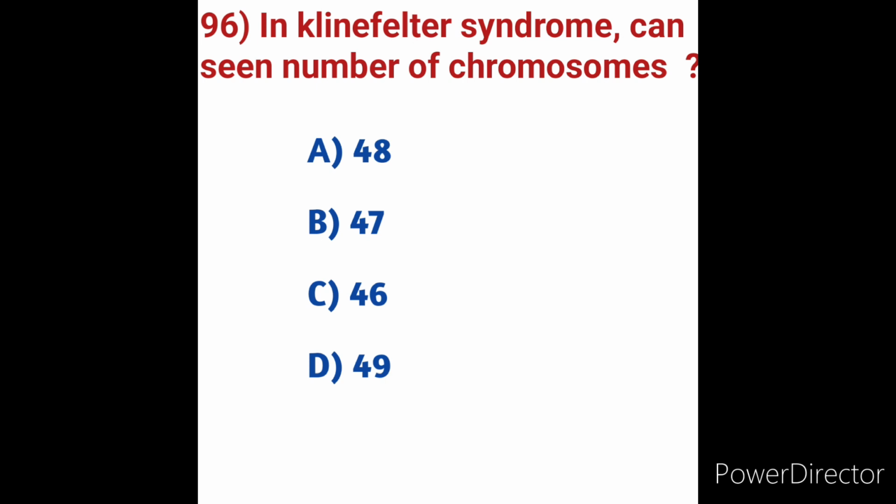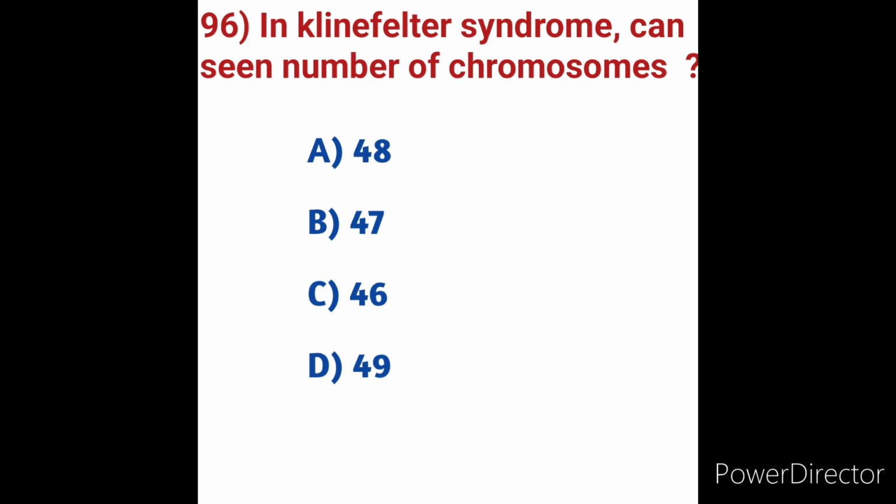Klinefelter syndrome is a genetic condition that results when a boy is born with an extra copy of the X chromosome. Usually a female baby has 2 X chromosomes and a male has 1 X and 1 Y. But in Klinefelter syndrome, a boy is born with an extra copy of the X chromosome. The X chromosome is not only a female chromosome, it is present in everyone. Most often, boys and men with Klinefelter syndrome have the usual X and Y chromosomes plus 1 extra X chromosome, for a total of 47 chromosomes.